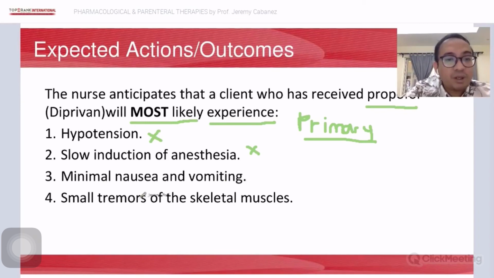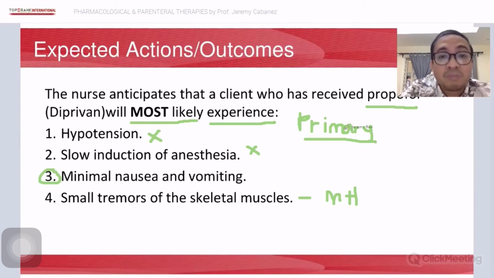Okay. How about small tremors of the skeletal muscles? Oops. Okay. Tremors, rigidity of the skeletal muscles. Usually, this is caused by anesthesia. Ang tawag natin dito is, anong tawag natin? Malignant hyperthermia. Small tremors of the skeletal muscles is your malignant hyperthermia, which is caused by inhalational anesthesia. So, hindi siya related. So, what would be the correct answer for this? Okay, the correct answer would most likely be number 3, minimal nausea and vomiting.